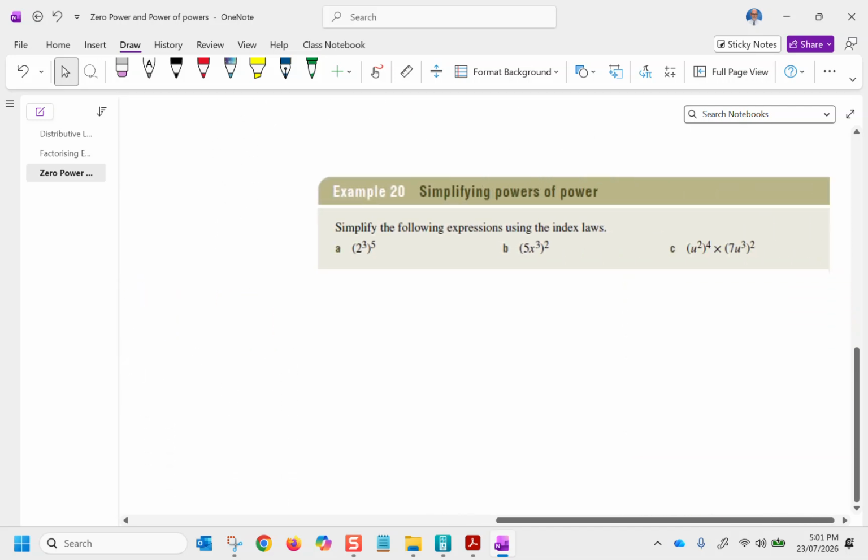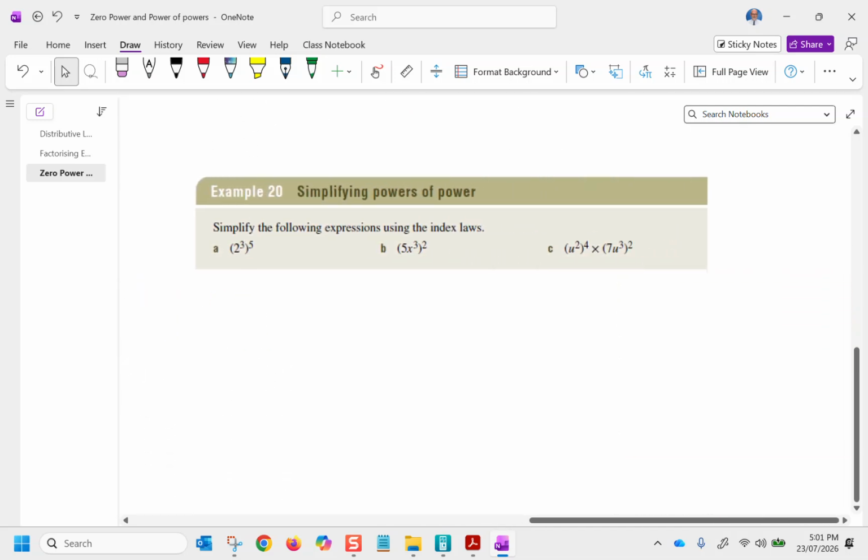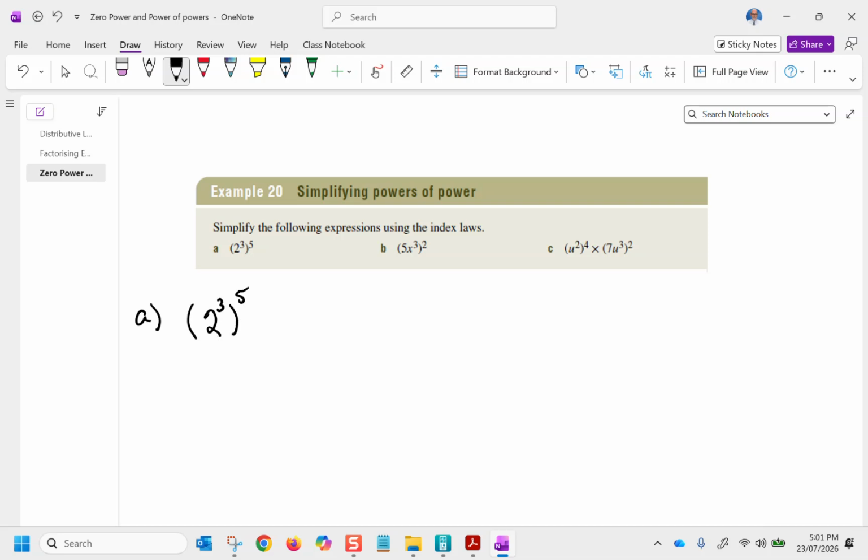Let's have some examples of that. So for part A, 2 cubed to the power 5, that's a base of 2, power of 3 times 5, that's 2 to the power 15.